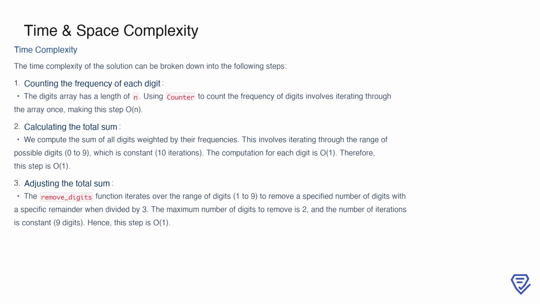Then, we look at the adjustment process where we remove digits to ensure the sum is divisible by 3. The removal process involves iterating over a constant range of digits, and since at most 2 digits are removed, this step is also O(1). Together, these steps give us an efficient start to the solution.